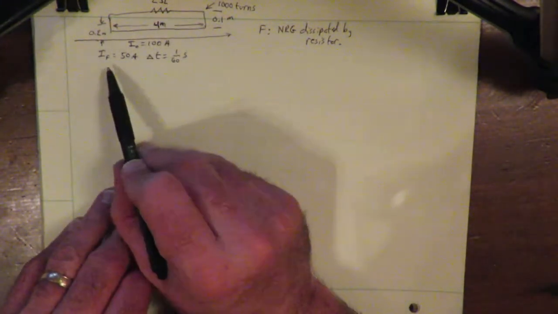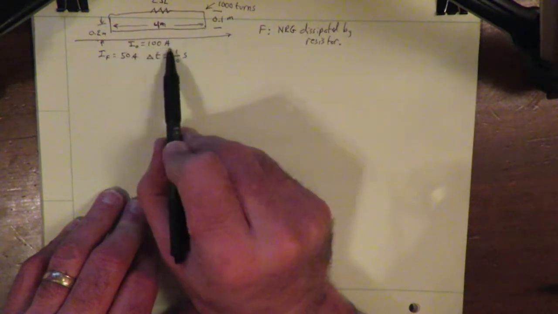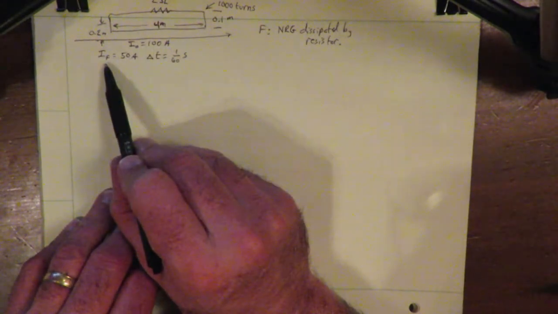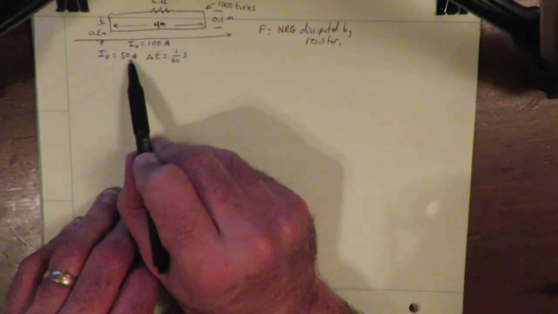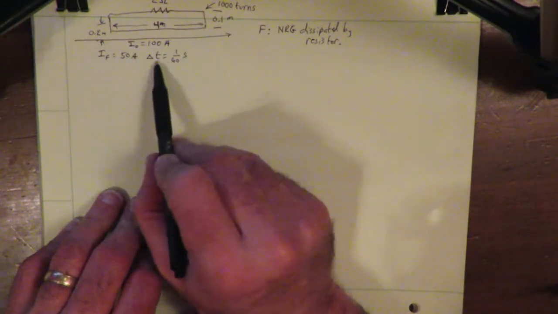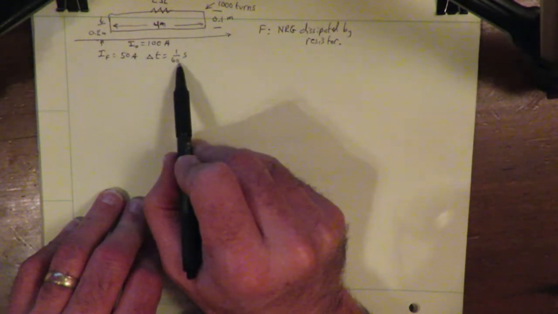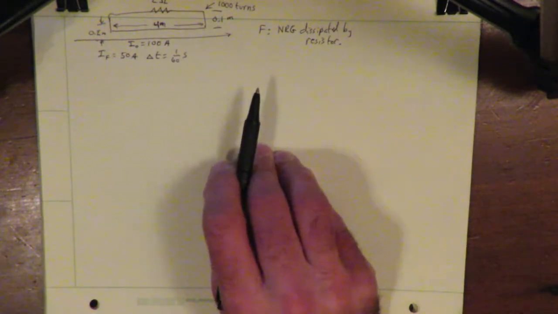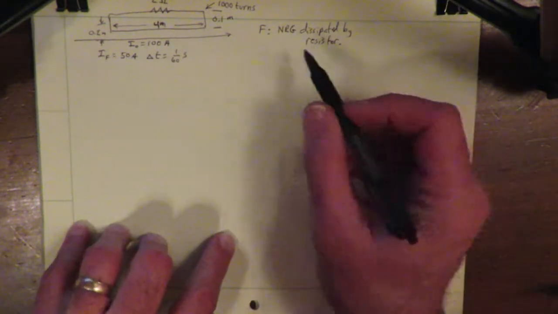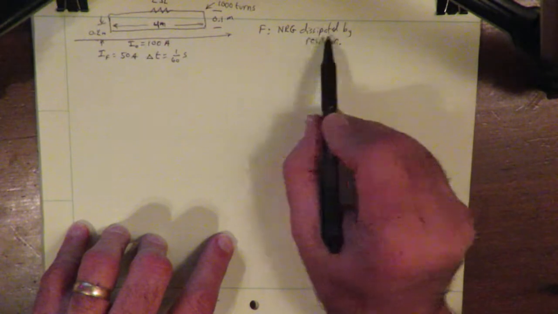Now, in this problem, we're going to say that the current, which originally was 100 amps, for some reason is going to be reduced to 50 amps. And the time that it takes to make that change is 1/60th of a second. And what we're going to try to find is the energy that was dissipated by this resistor during that change.